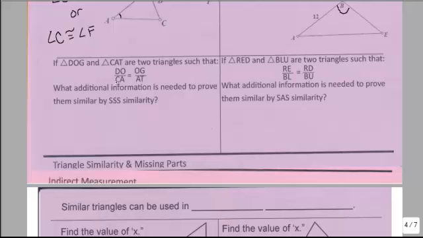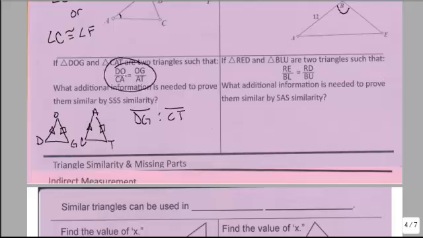And then for this one, it says that we already know that DO is proportional to CA and OG is proportional to AT. What do we need to know to prove side, side, side? So we have triangle DOG and triangle CAT. We know that DO is proportional to CA and OG is proportional to AT. So we need to know that DG is proportional to CT. And this is another way that y'all can see proportionality. Y'all do need to know that this means that DO is proportional to CA and OG is proportional to AT.